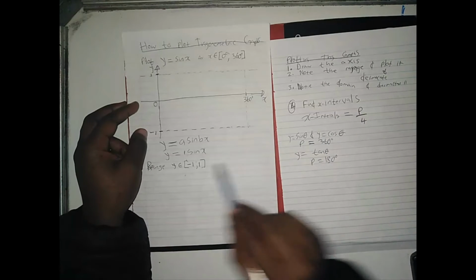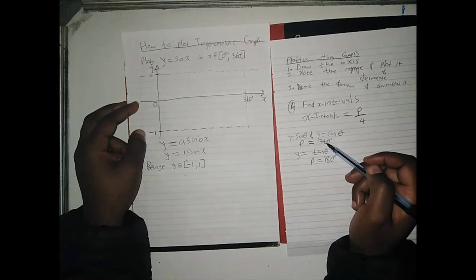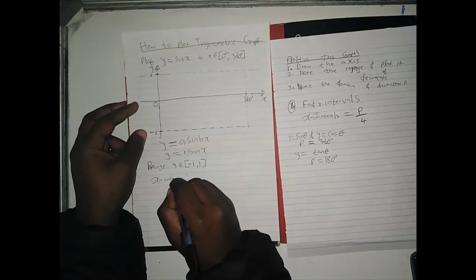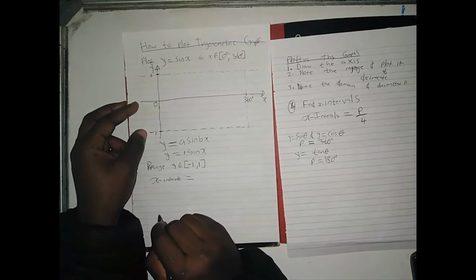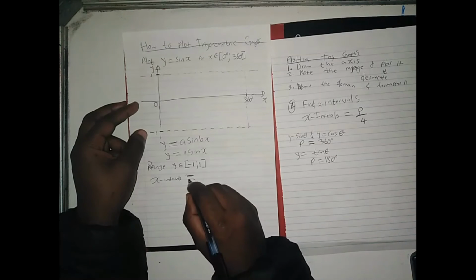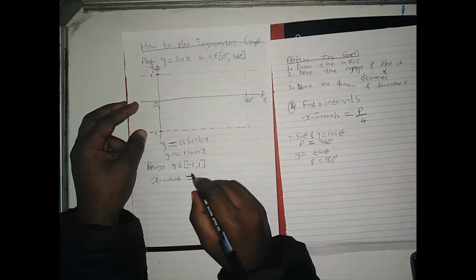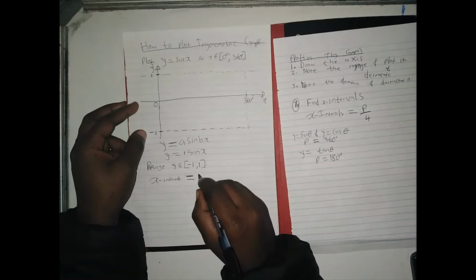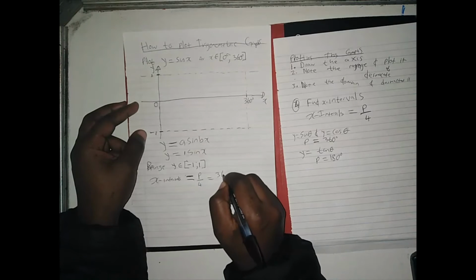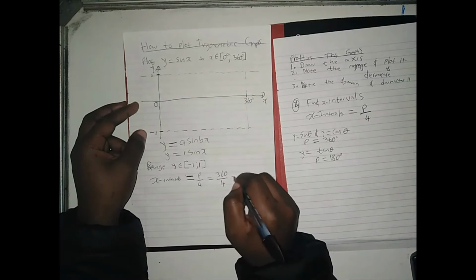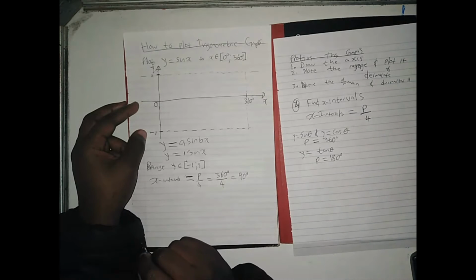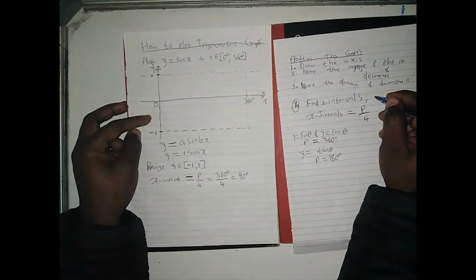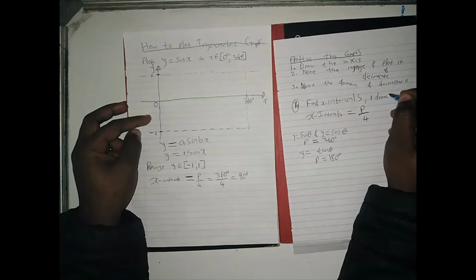Okay, so we are talking about sine x here. So the period will be what? Will be 360 degrees. So you take this period and you divide it by 4, and then you will get the x intervals. So in this particular case, you are going to say P over 4, which is 360 degrees divided by 4, and this will give you 90 degrees. Okay, so the intervals are 90 degrees. So you must just demarcate here. So when you find the intervals, you then demarcate them.